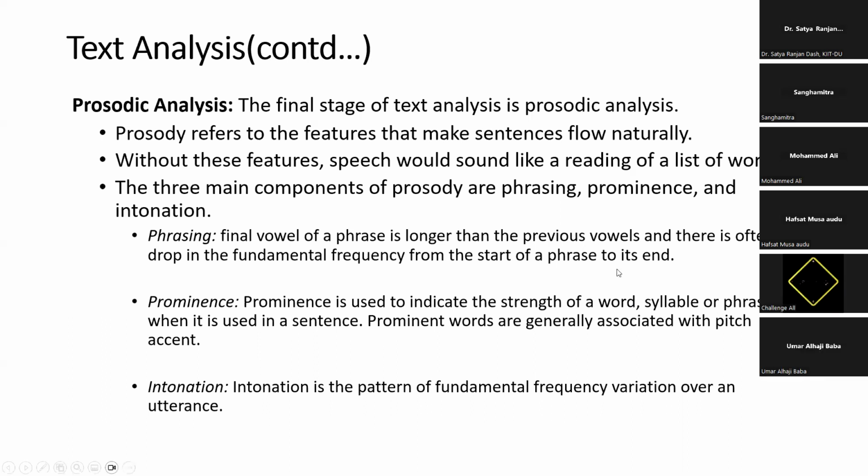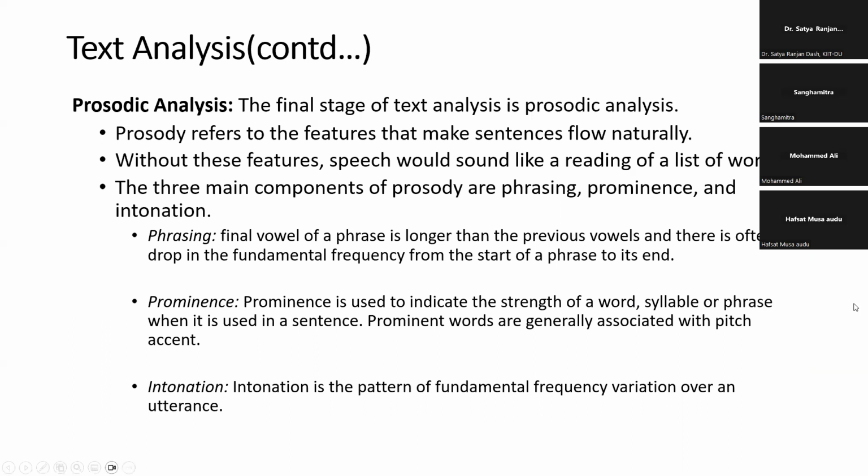The three main components of prosody are, first, phrasing, that means how you produce a particular phrase, because normally in a phrase, the final vowel will be usually longer than the previous vowels. This would often lead to a drop in the fundamental frequency, or F naught, from the start of a phrase to its end. So usually in a phrase, you will see that the fundamental frequency is falling towards the end of the phrase.